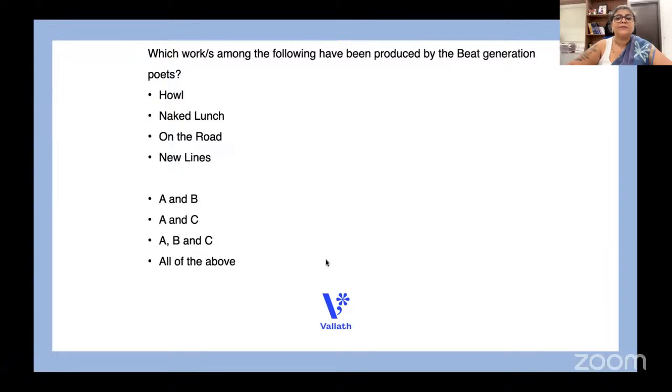Now, next one. Which works among the following have been produced by the Beat Generation poets? Howl, Naked Lunch, On the Road, New Lines. So, which will be the correct option? A and B, A and C, ABC, or all of the above? ABC. Correct.